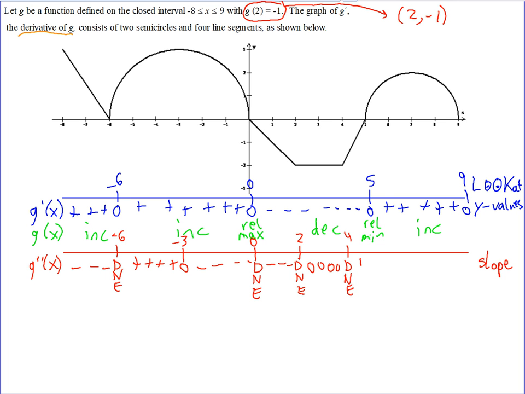Then it's positive until 5. We hit another corner where it does not exist, and then we've got another semicircle. So it's positive until halfway between 5 and 9, which is 7. So it levels off with a slope of 0 exactly at 7, and then back to negative until we get to 9.